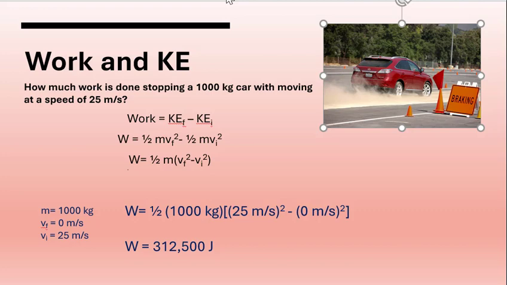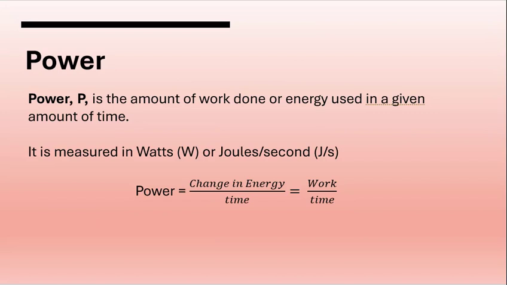So work is equal to that 1,000 kilograms times the difference between 25 meters per second squared and 0 meters per second squared. Once again, be very, very careful with the order of operations. And if you run through the math, you get 312,500 joules.